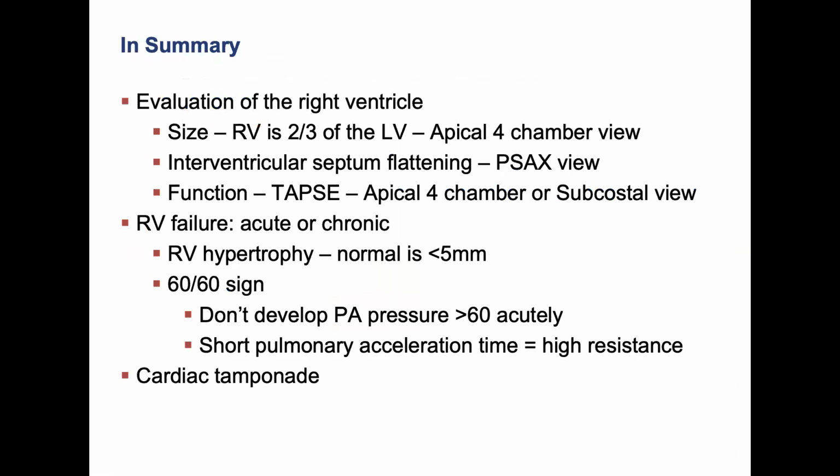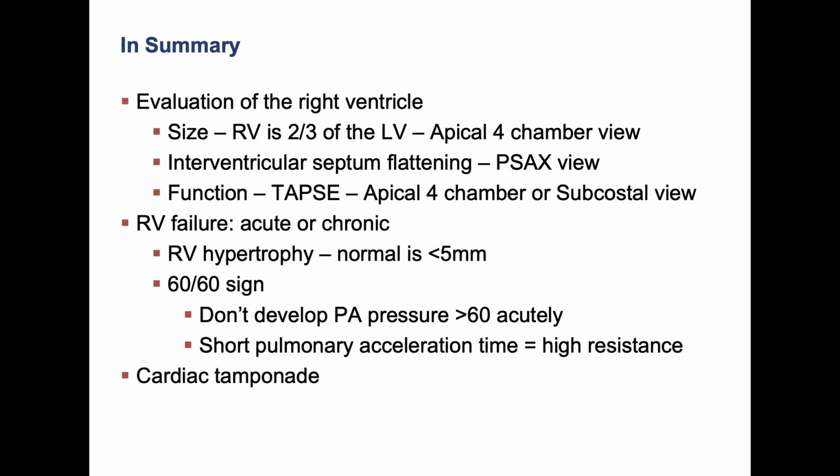So in summary, we talked about evaluation of the right ventricle. Size: again, the RV should be 2/3 the size of the LV. This is best done in the apical 4-chamber view. Interventricular septum flattening can be used to assess RV function. This is best done in the peristernal short axis view. For function, we can look at TAPSE, or tricuspid annular plane systolic excursion. Quantitatively, this can be done in the apical four-chamber view, or qualitatively, we can also evaluate that right ventricle function in the subcostal view.